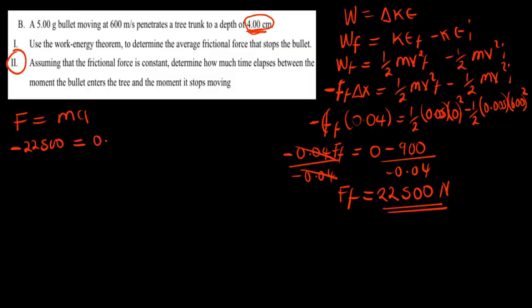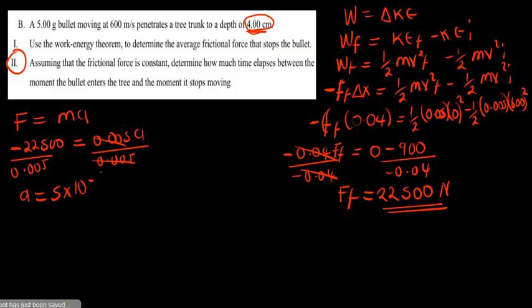What's the mass of the bullet? It is 0.005, like that, right? Then you divide. So it'll be 0.005. Then I'll make the acceleration the subject of the formula. So I'll divide that by 0.005. So I shall find that my answer there is 5 times 10 to the power negative, to the power negative 6, something like that, right?